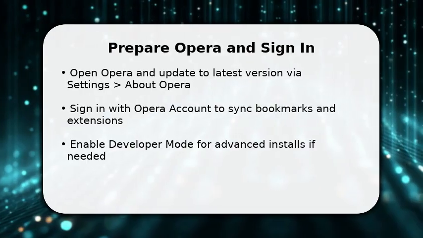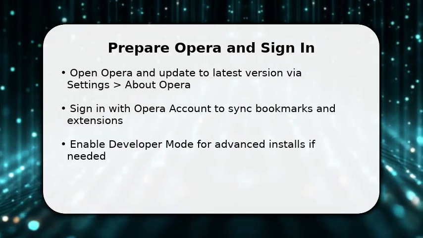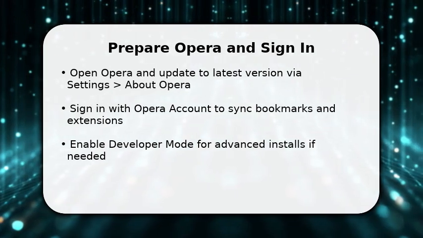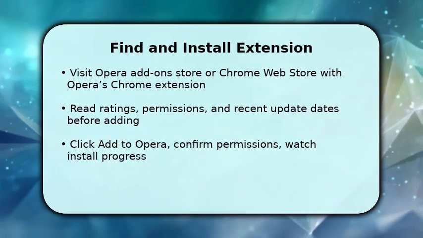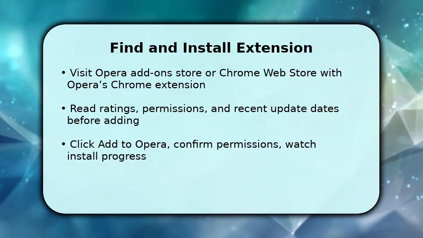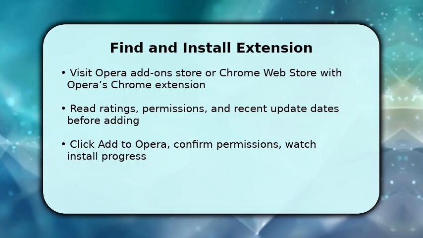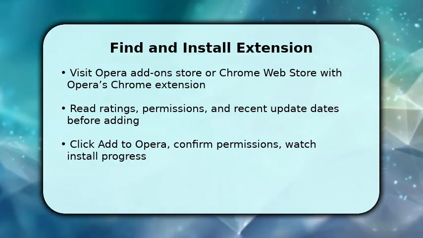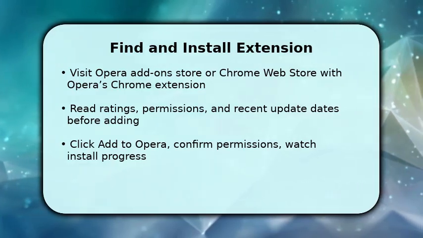Now move to browsing the extension catalog to pick a trustworthy add-on and prepare to install it. You'll search the Opera add-on store first. It's curated for compatibility. If you need more options, enable the Chrome extensions add-on and use the Chrome Web Store because Opera supports many Chrome extensions. Once you find an extension, read permissions and ratings to understand what it accesses and why.